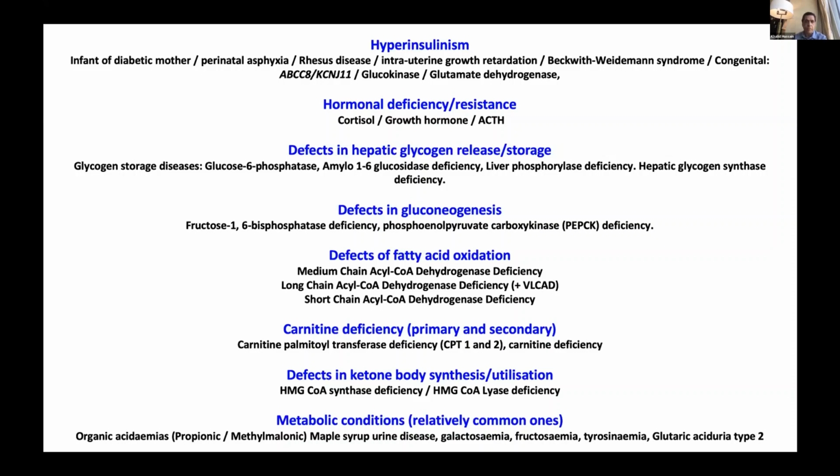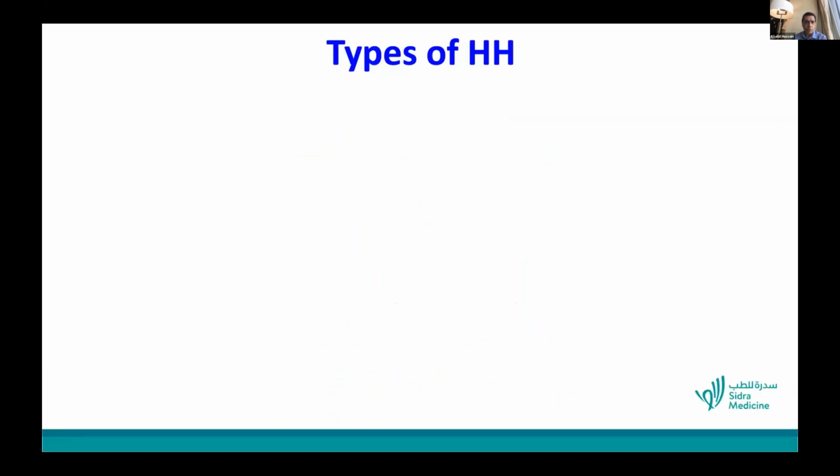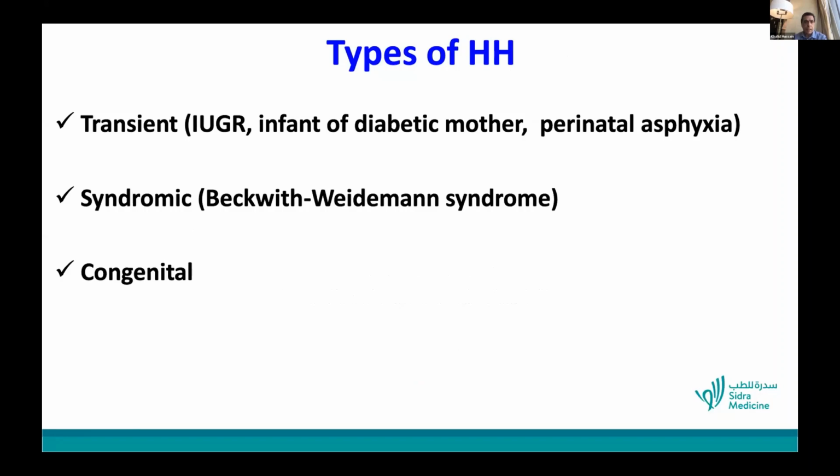Now I'm just going to give you a bit of detail on hyperinsulinemic hypoglycemia. Typically, the transient form occurs in babies with IUGR, the infant of a diabetic mother, and some babies with perinatal asphyxia. The word transient usually means a few days, but some forms of this condition can last for longer periods of time, and occasionally babies may need treatment with diazoxide. There are a large number of syndromes that present with hyperinsulinemic hypoglycemia. The most common one that you will come across is Beckwith-Wiedemann syndrome, but in the next slide I'll show you there are now new syndromes associated with this.